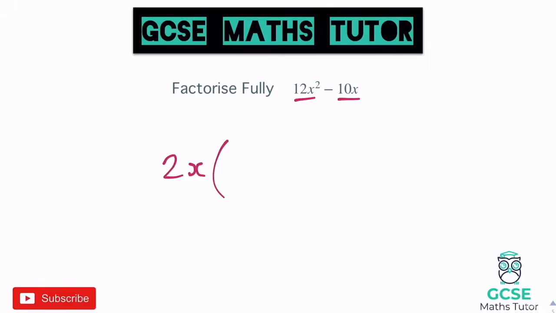Now what do we multiply 2x by to get to 12x squared? Well, from 2 to 12 we have to times it by 6, and to make sure we get the x squared as well, we've also got to put an x in there. Again, just copy the sign, we finish with that piece.